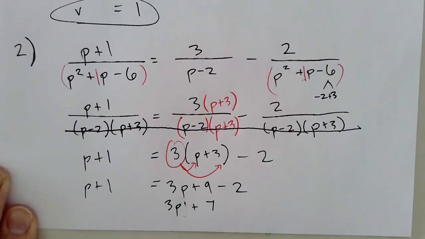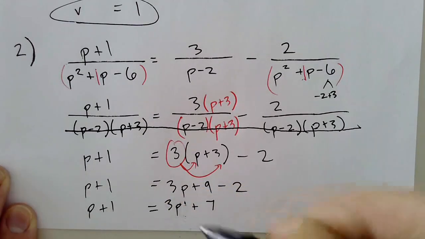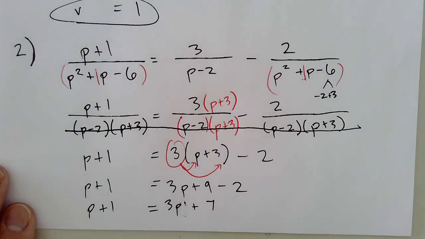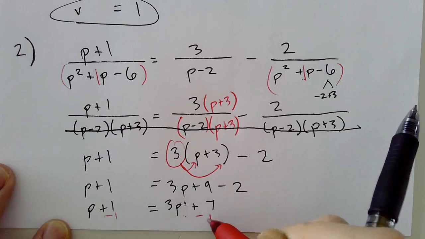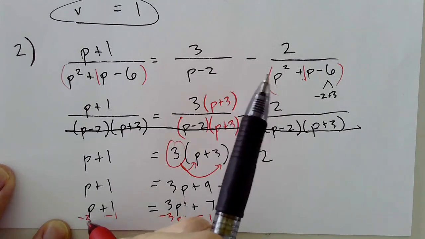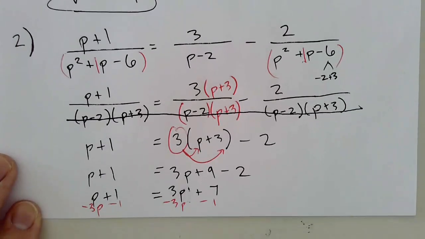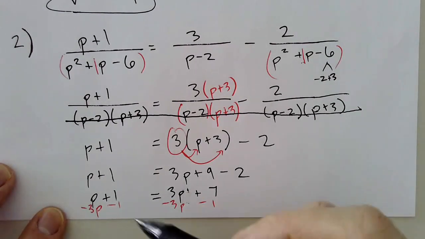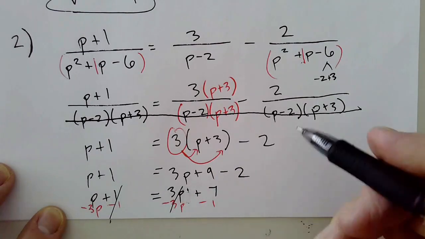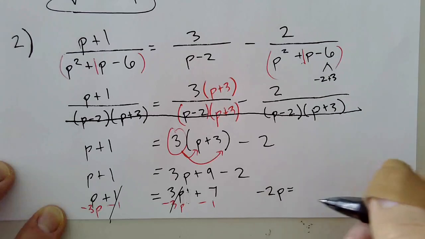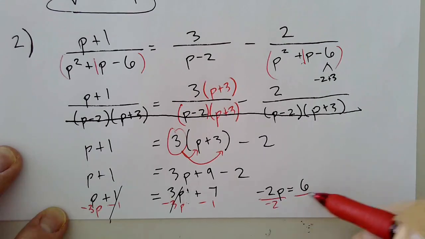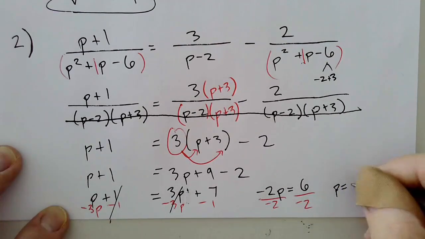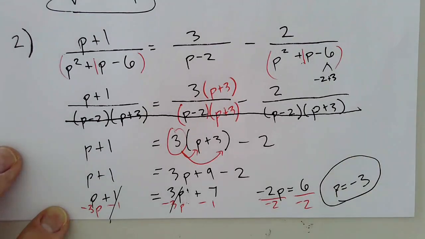And then P plus 1 on this side equals 3P plus 7. I like the numbers to the right and the letters to the left. So I'm going to go minus 1 here, minus 1, and then minus 3P, minus 3P. I'm going to transfer this up here because I just ran out of room on my paper. But this is going to be canceling, that's going to be canceling. And I've got negative 2P equals 6. So, I finally divide my coefficient off, and then P equals negative 3.